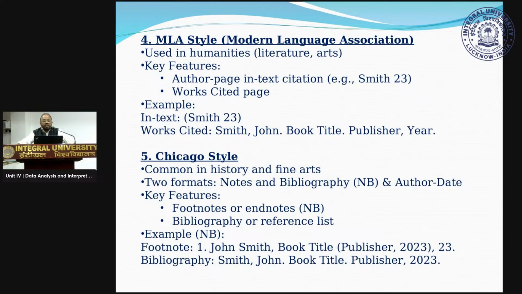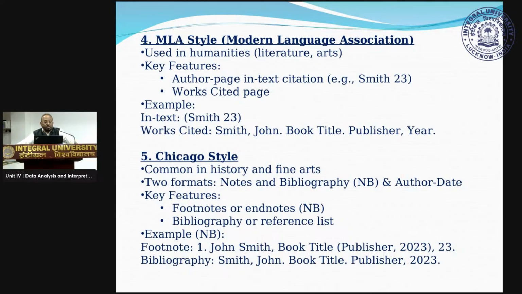MLA style, the Modern Language Association, is used in humanities, literature and arts. The key features are author and page in the in-text citation. Example, Smith 23, then the works cited page: Smith, John, book title, publisher, and in the end the year. Everything you have to mention here. So there is a very minor difference between MLA and APA, MLA and Harvard.